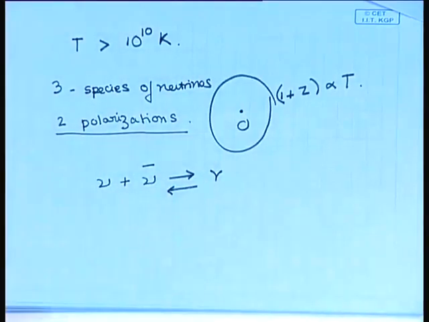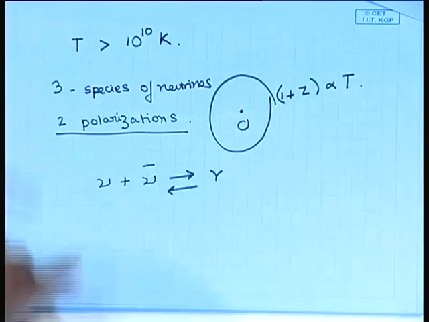At lower temperatures, this will not occur. So you have to go to a temperature of more than 10 to the power 10, and these neutrinos will all be in equilibrium with the radiation.